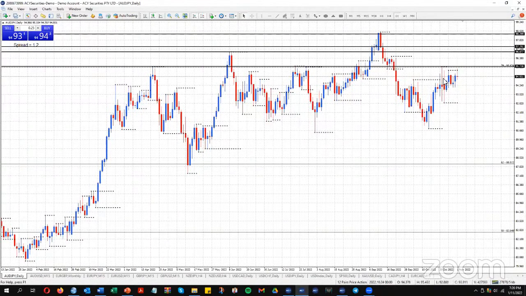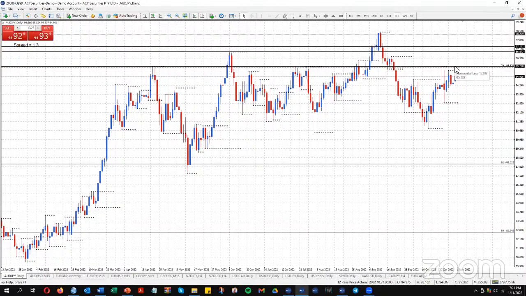To the daily, it's very choppy in here, but you can see the shadows on these candles as they get up towards 95.73 weekly resistance across here. The 79% fib price keeps pulling back down. So that would be an excellent area to structure a sell.